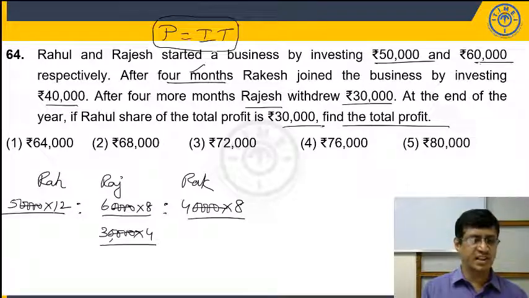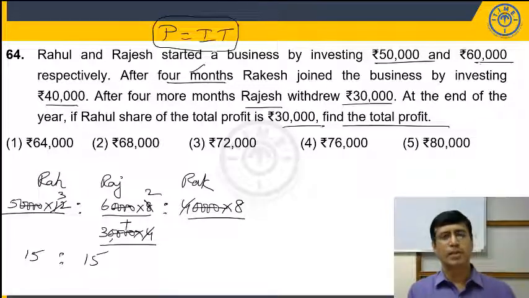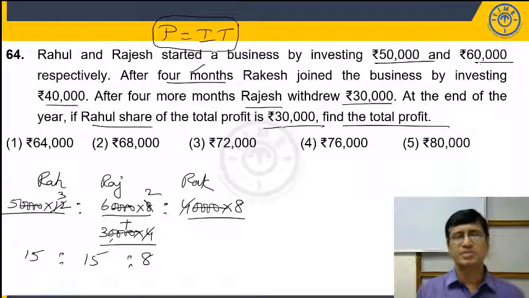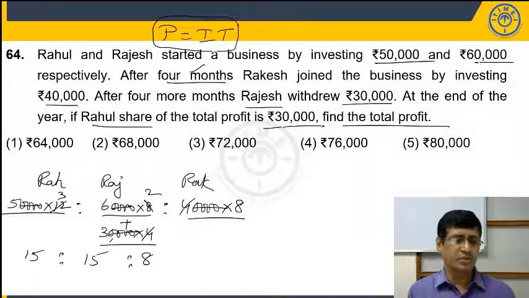What is next here? All these numbers are divisible by 4, so 4 here 3 times, 4 2 times, 4 1 time, we can cancel 4. And what is the result? 3 into 5, 15, 2 into 6, 12, plus 3, 15. Here 2 parts are given. 6 into 2, 12, plus 3, 15, and 8. If the Rahul share is given here, how much? 30,000. Rahul share means 15 parts.